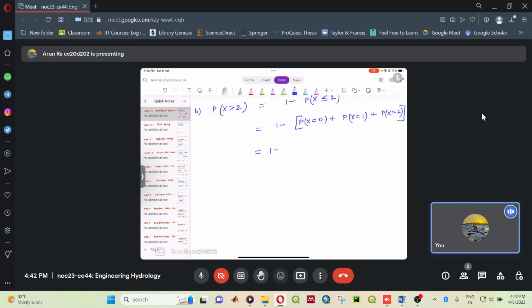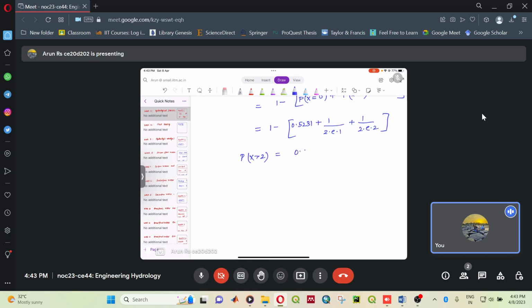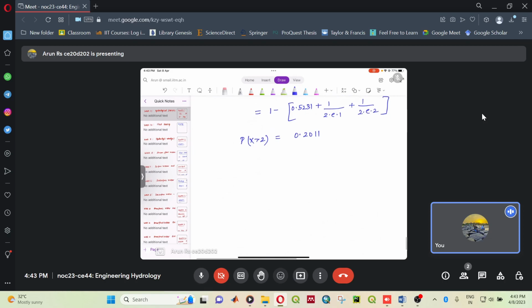When x takes the value 0, it is simply C. So it will be 0.5231. And for probability of x equal to 1, 1 divided by 2 into e into 1, plus 1 divided by 2 into e into 2. Upon simplifying this, we get the probability of x greater than 2. It is only 0.201, which is 20.1 percent.